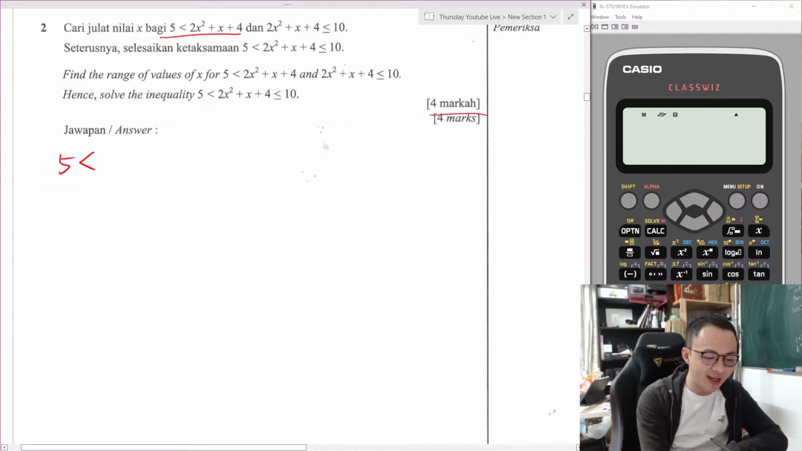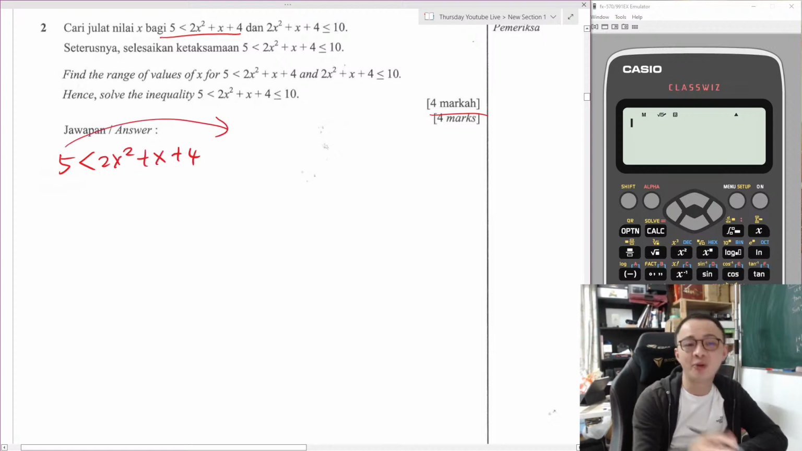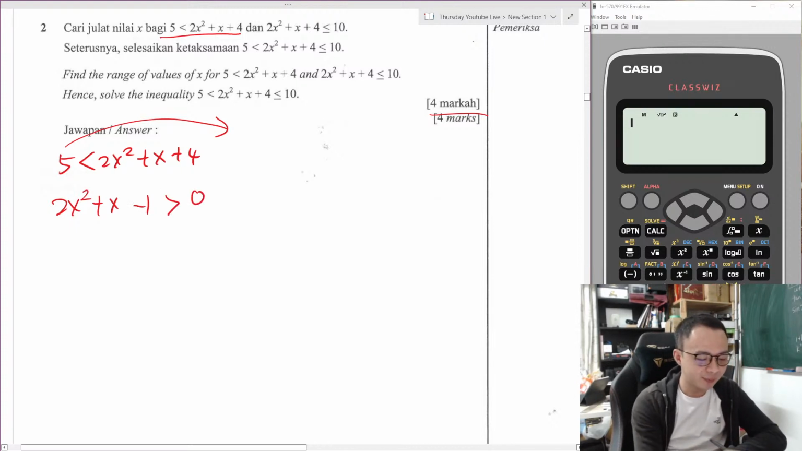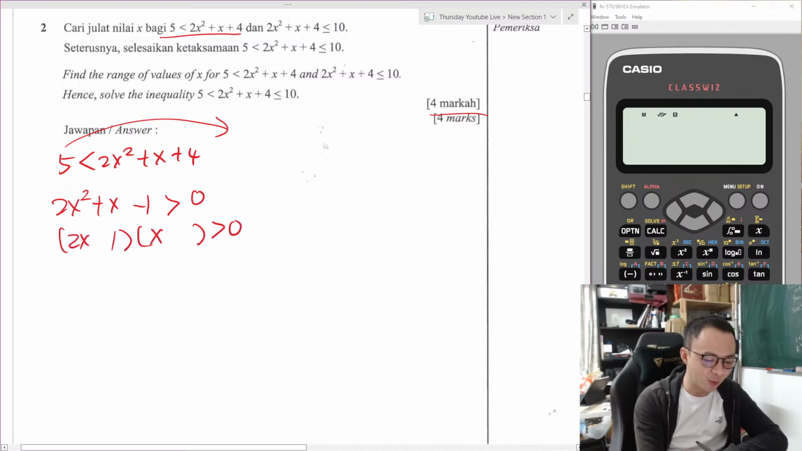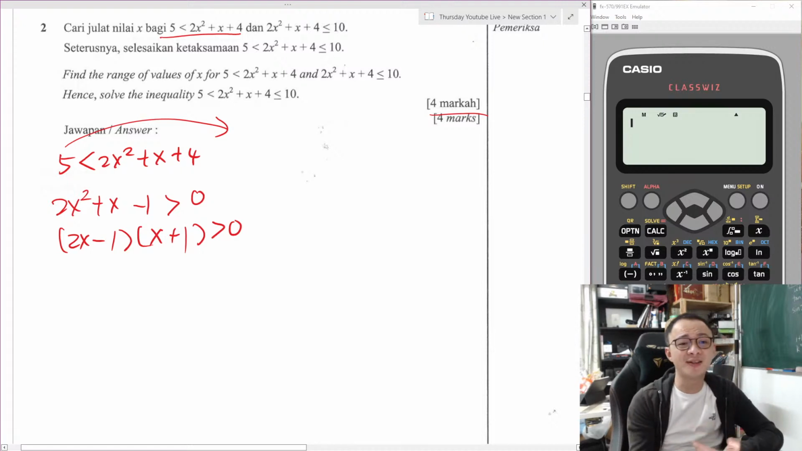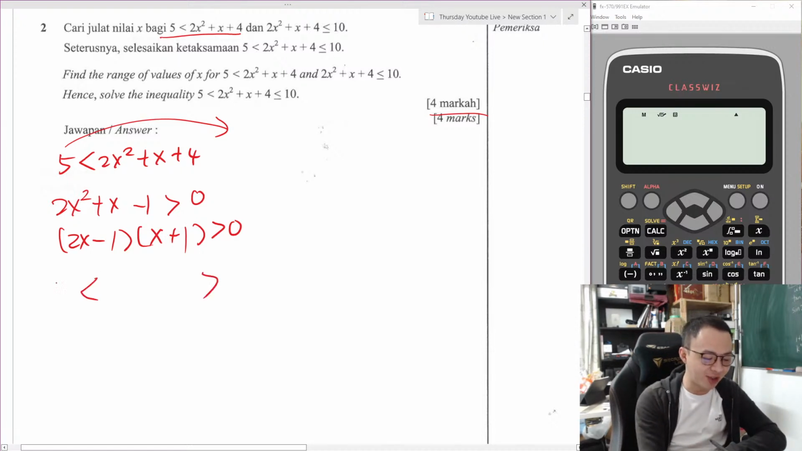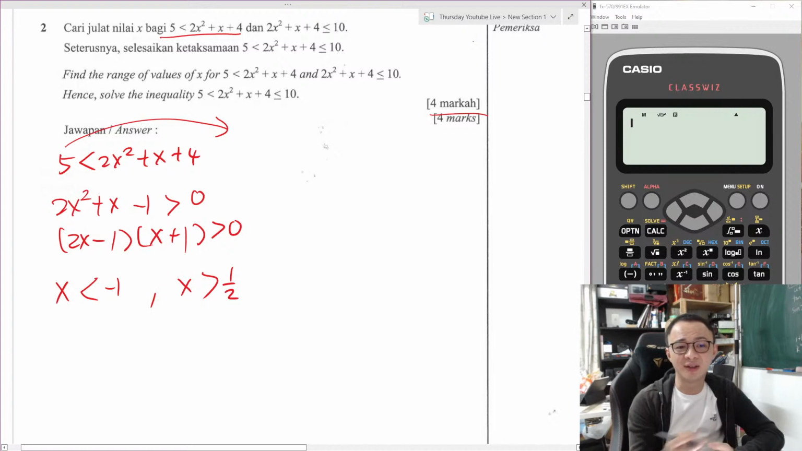So this is 5 less than 2x squared plus x plus 4. I move the 5 to the other side, it will be minus 5. So I have 2x squared plus x minus 1, which will be bigger than 0. And then we just factorize it as usual. This is 2x and x, this is 1, 1 for both, positive and negative. Based on here, this is bigger than 0, so definitely it will go in 2 directions. x must be less than negative 1, x must be bigger than 1 over 2. You can use the calculator for this if you want.